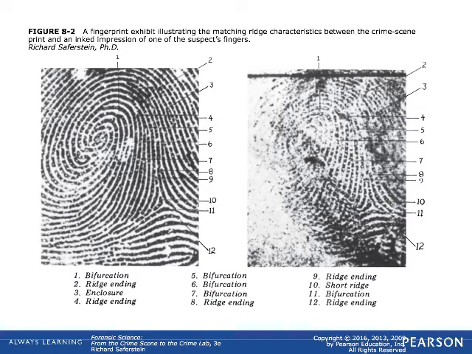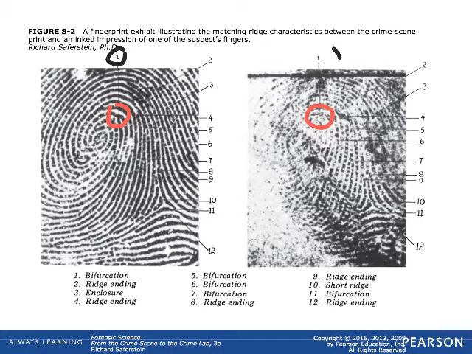Okay, now this is a fingerprint exhibit illustrating the matching ridge characteristics between the crime scene print and an inked impression of the suspect's finger. So it has things numbered on it. There's a bifurcation that's numbered one here, so you have two things that you're comparing so that you can see hopefully how they match. It's kind of hard to see, but there's a bifurcation where it comes together, and there's a bifurcation, so they match.